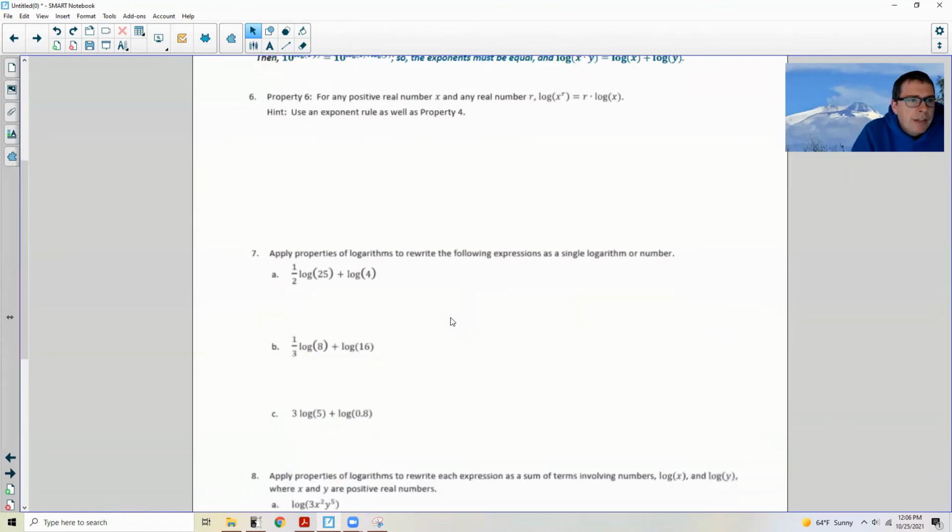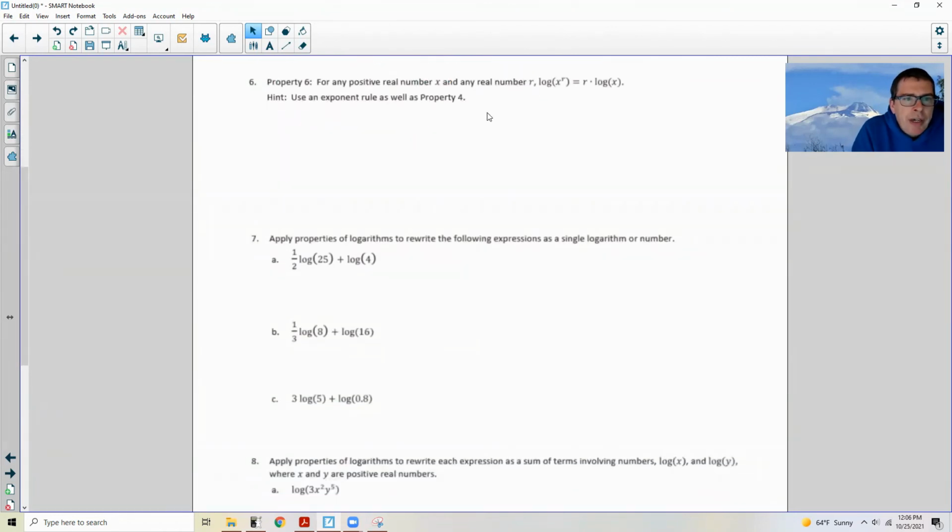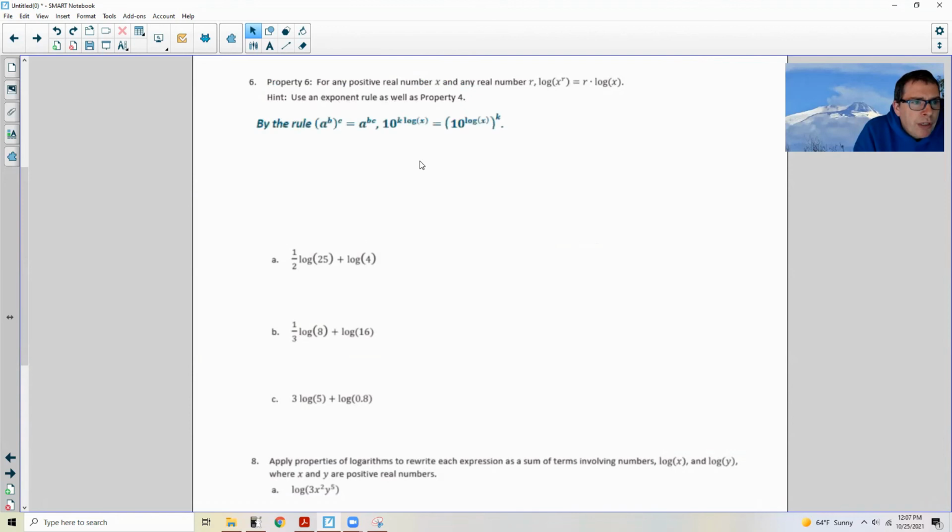Okay, property 6. For any positive real number x and any real number r, the log of x to the r equals r times the log of x. So what they're basically saying is it's the power rule. We're taking the exponent of what we're taking the log of, and that ends up becoming the coefficient out in front of the log. So it says use an exponent rule as well as property 4. By the rule a to the power of b, to the power of c, that's the power rule, that equals a to the power of b times c.